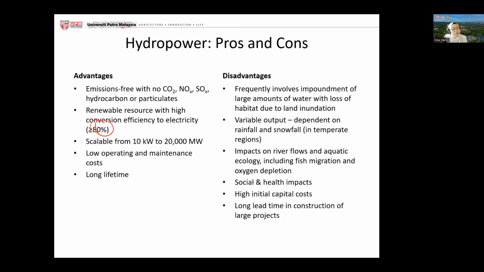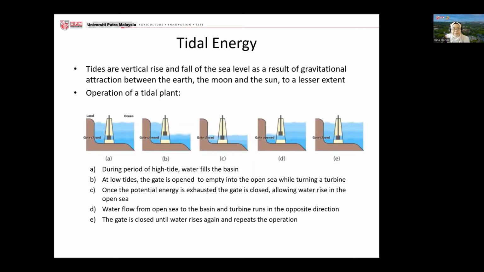And of course, social and health impacts, initial capital costs, and long lead time in construction. Usually it takes years. It's not like solar, for example, where you just plug and play. You can get electricity tomorrow even if you install it today, but not with hydropower. Now, we're still talking about hydro, but just now it was about dams.